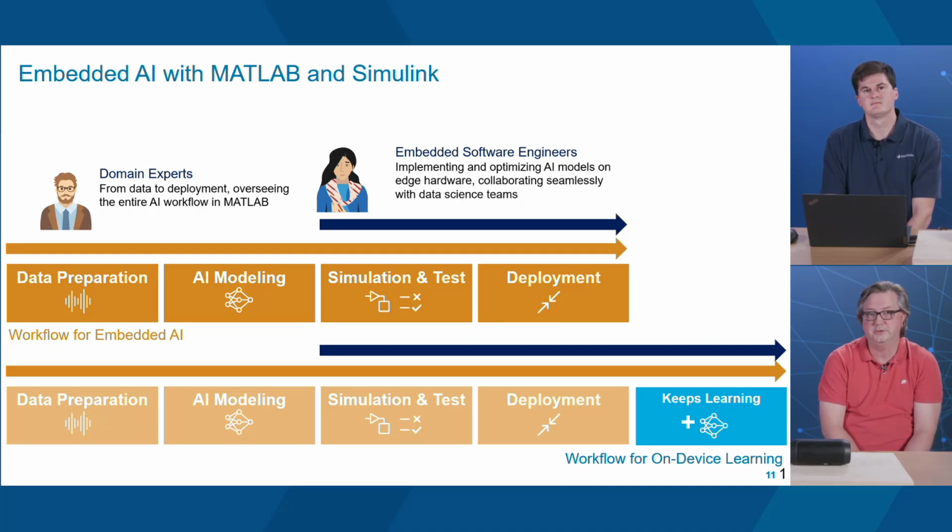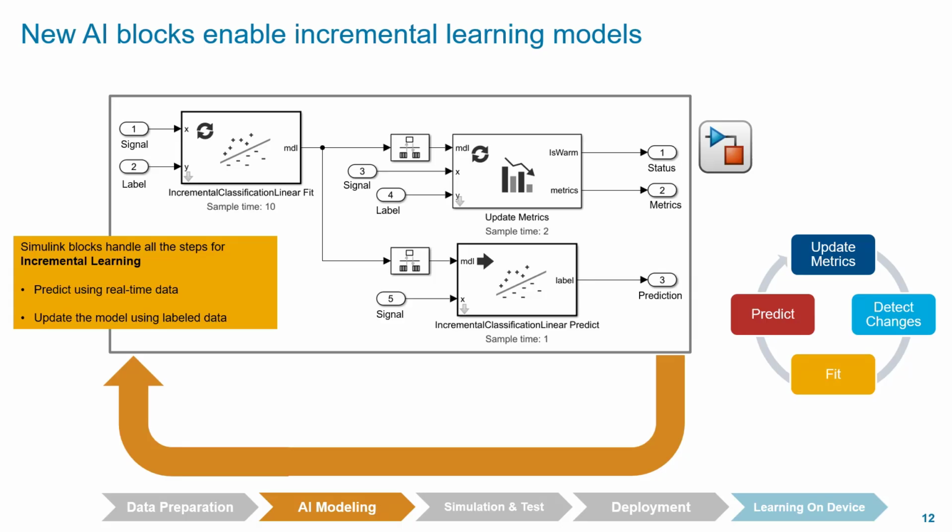These are called incremental learning models, and they're a special type of machine learning models that train iteratively on new incoming data instead of training all at once on all of the data. After the deployment then, the model can adapt and learn simply by providing it with new data. So new AI blocks in Simulink enable incremental learning models. As Jack will show, we're using Simulink to model our workflow.